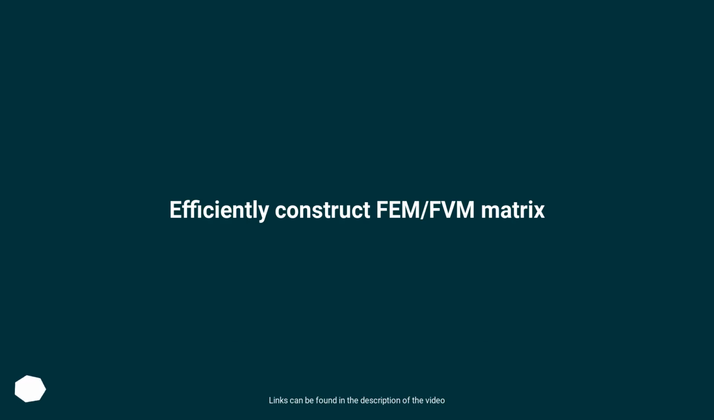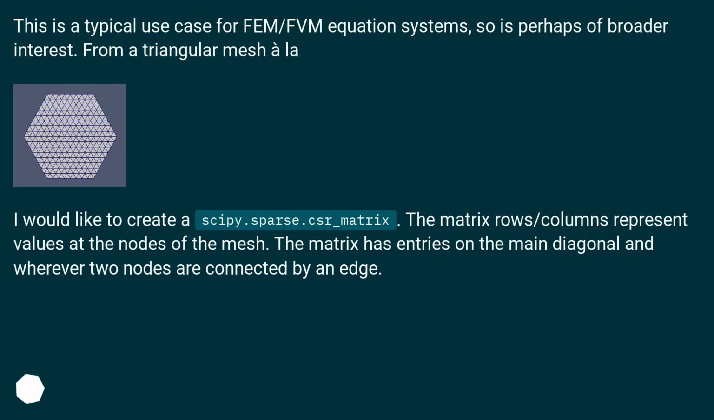Efficiently construct FEM/FVM matrix. This is a typical use case for FEM/FVM equation systems, so it is perhaps of broader interest. From a triangular mesh, I would like to create a scipy.sparse.csr_matrix. The matrix rows/columns represent values at the nodes of the mesh. The matrix has entries on the main diagonal and wherever two nodes are connected by an edge.